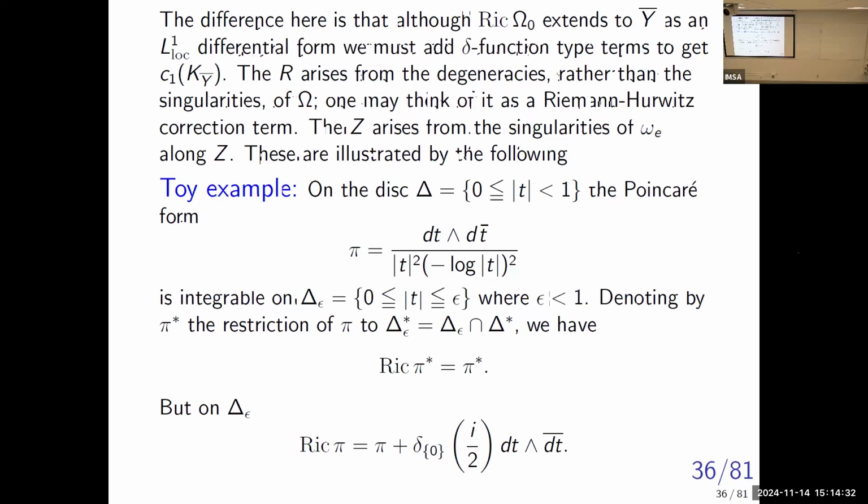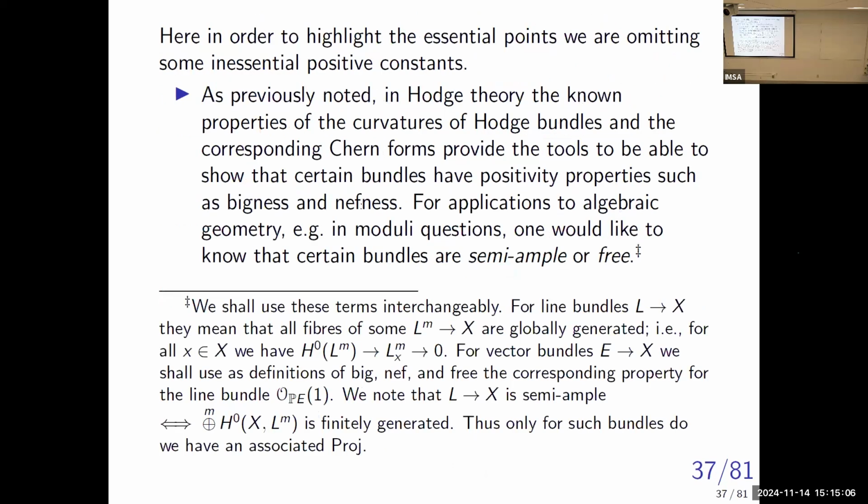So these are illustrated in this example. Just take the Poincare metric on the punctured disk. It's integrable, and the Ricci form is the form itself. So negative curvature means positive Ricci form. On the completed disk, the Ricci form is the Poincare metric plus a delta function at the origin. That's the singularities. So that's the Z that was in the statement of the conjecture in this case.